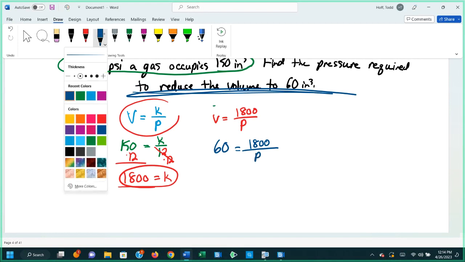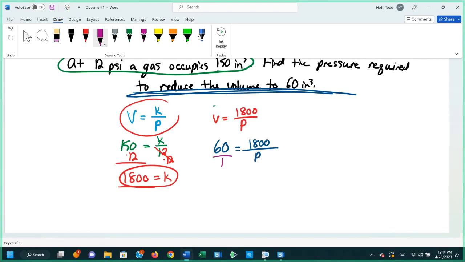Well, once again, the variable we're solving for is on the bottom of a fraction. So I'm going to put the 60 over 1 to make this a proportion, and I'm going to cross multiply and divide. 1 times 1800 is 1800, and I divide by the 60. Gives us 30. So the pressure has to be increased to 30 psi to reduce the volume of that gas down to 60 cubic inches.